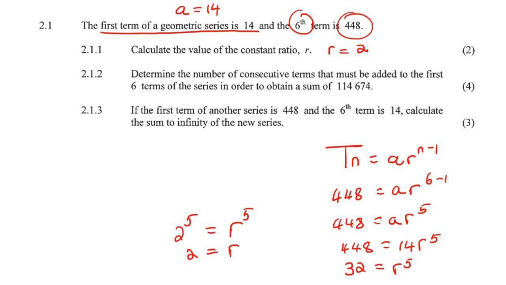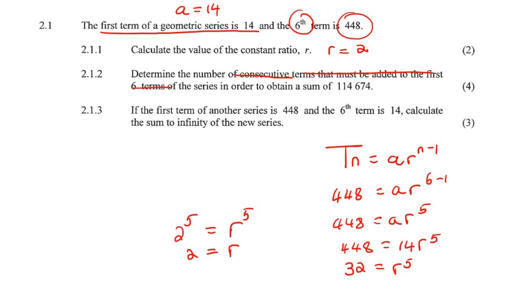This next question is just worded in a weird way, but it's actually very easy. It just says, determine the number of consecutive terms that must be added to the first 6 terms of the series in order to obtain a sum of that. Now, you can actually ignore that part. You can say, determine the number of terms of the series in order to do that. Let's do that part first, and then I will come back and explain how to modify our answer.